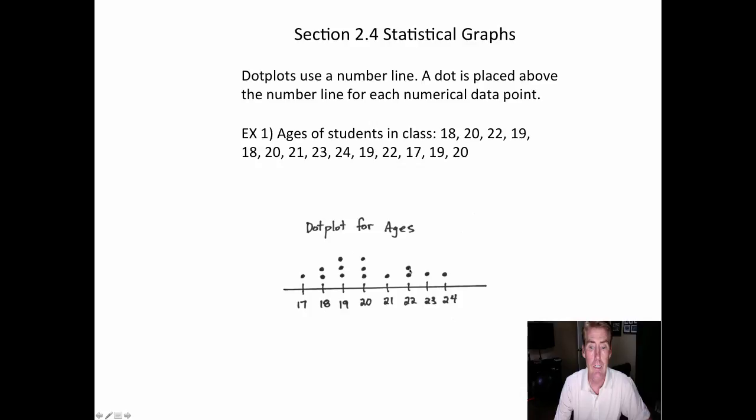So when I look at this, I see that there's two 22-year-olds. One right here and one right here. So that's the dot plot. They're pretty simple.